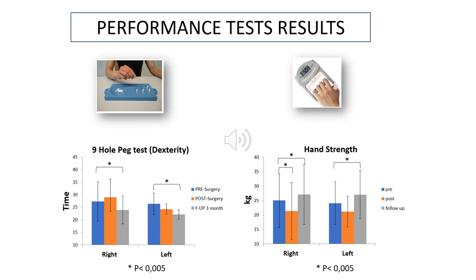And here we have reported the results of this test. It is interesting to observe that there is a different result in right and in left hand in terms of improvement of dexterity, hold peg test, and we have a similar improvement in terms of strength of the hand, and this improvement is evident not immediately after surgery, but after some months post-operatively.